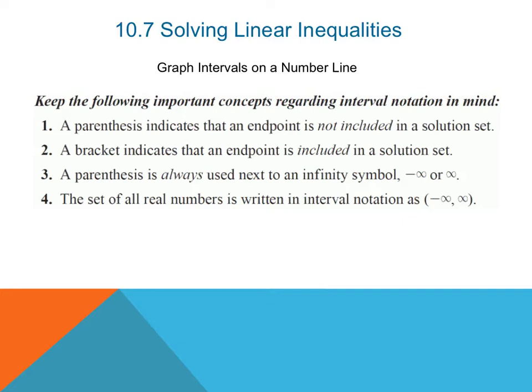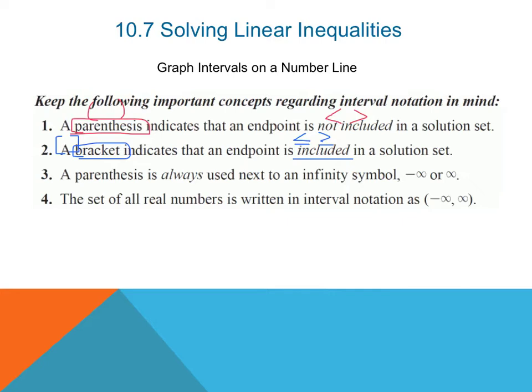So in other words, if you have less than or greater than, you'll use parentheses. A bracket indicates that an endpoint is included. So that means less than or equal to, greater than or equal to, we use brackets. So the parentheses like this, brackets are the squared ones. Okay, number 3, a parentheses is always used next to an infinity symbol, which is negative infinity or positive infinity. You always use parentheses, no matter what the inequality sign is.